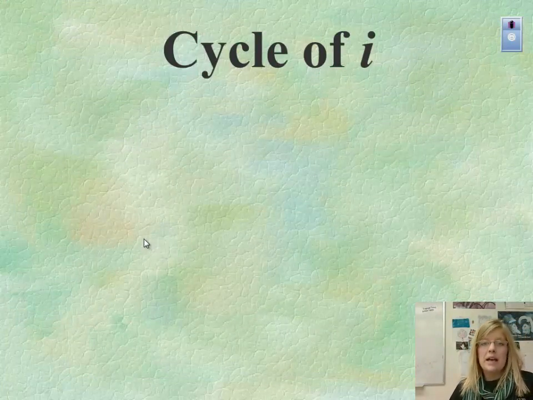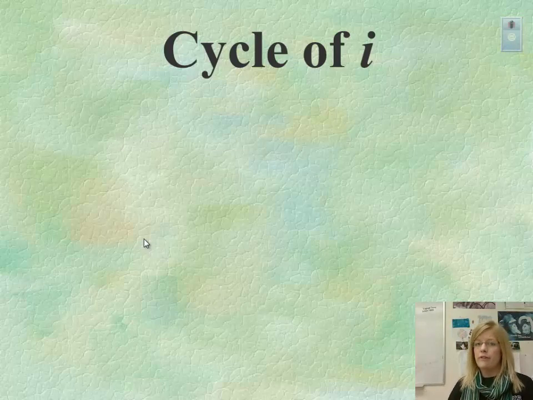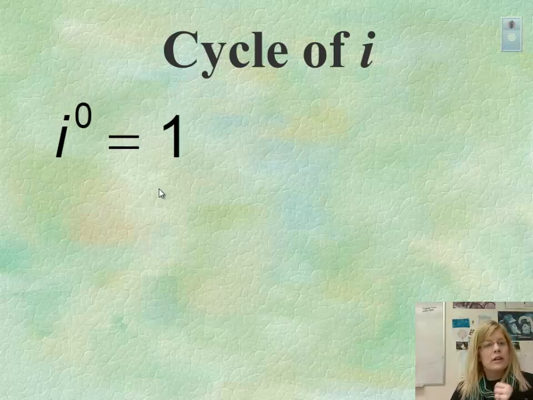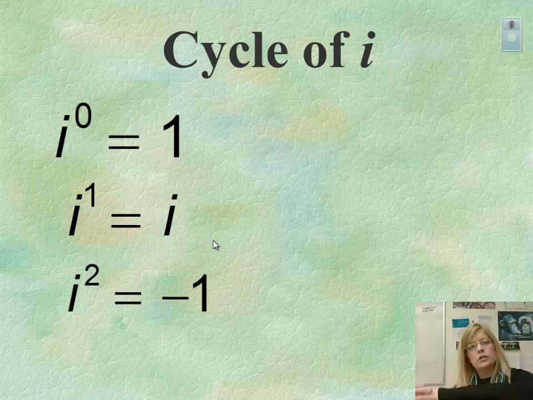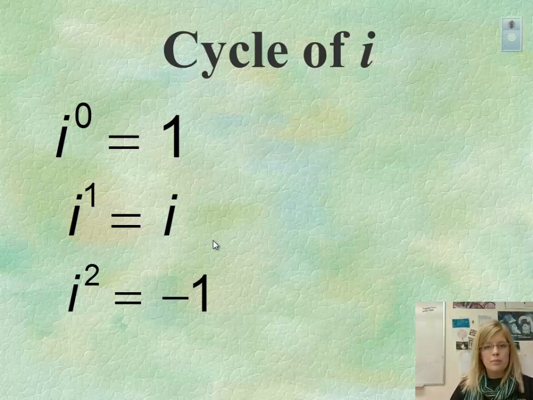Alright, the next type are the cycle of i's. i's to the power of 2, 3, 4, 5, they all mean something. Well, we know that i to the 0 power, anything to the 0 power is 1. And we know that i to the first power is just i. Anything to the first power is just itself. Now, if I go i squared, well, i squared is just like the first part of your notes when I showed you. It's a radical on the inside. The radical disappears, and that's a negative 1.